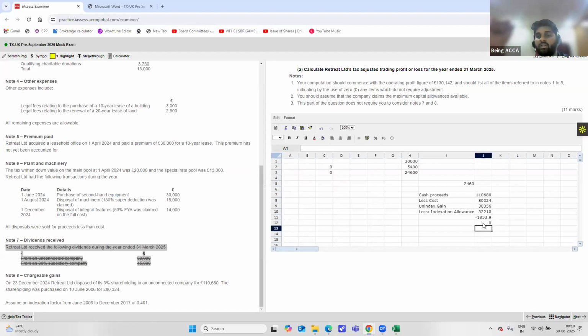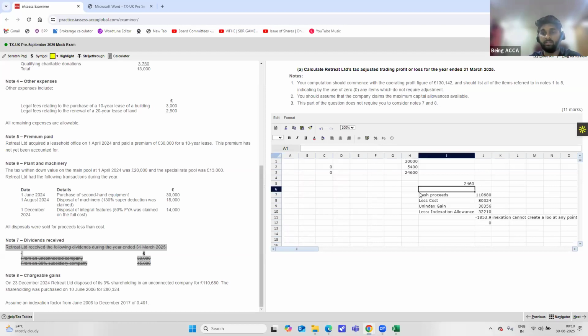All right, always important to remember this point. If you want, write it down somewhere. Indexation cannot create a loss at any point of time. Very important point to remember, guys. Do not miss out on this point at all.